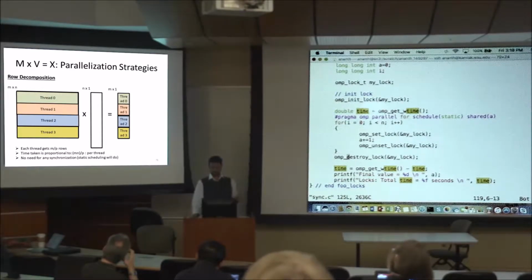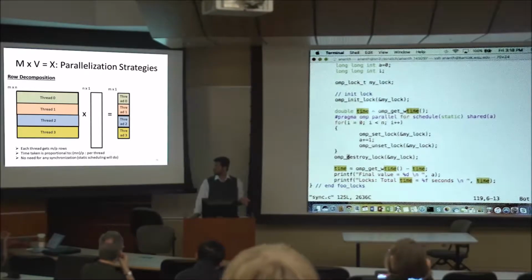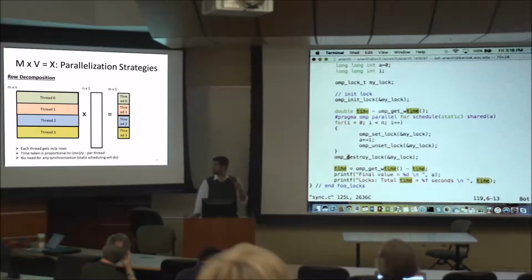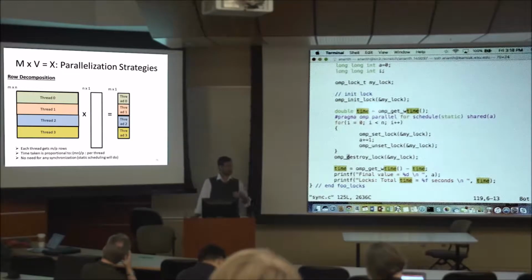So each thread gets m over p rows, and time taken is proportional to m times n, which is the total volume of work, right? We have p threads, which means each of these sub-rectangles is mn divided by p. It's equal size blocks, right? So that's how much time our code will take. This code will scale if you implement it this way, and there is no need for synchronization here. One thread doesn't need to talk to another thread, okay?